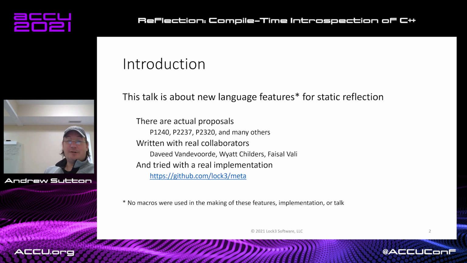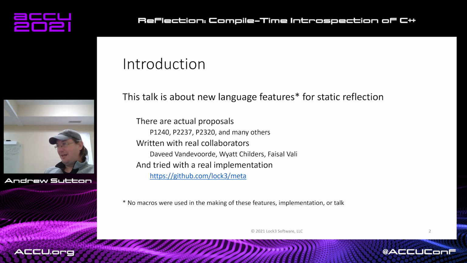Yay, technology. Okay, so this talk is about language features for C++, specifically for static reflection. This is not a library or some emulation library. This is actual language supported reflection. So there are actual proposals for this. P1240 is the main proposal. P2237 is kind of like a big picture paper that describes a bunch of related features to reflection. And P2320 is kind of the latest paper that we've written for this particular feature. And it's also the syntax that's going to show up in this presentation.